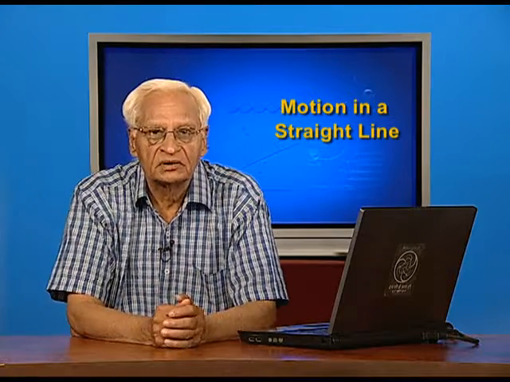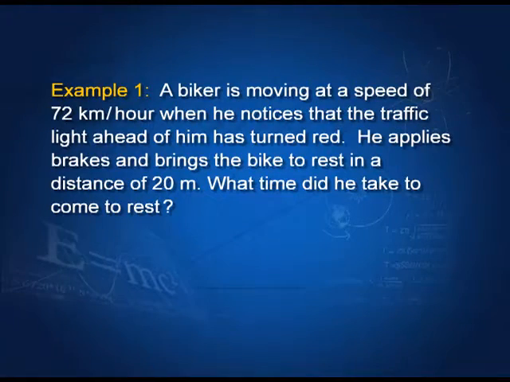Let us take this example. A biker is moving at a speed of 72 kilometers per hour, when he notices that the traffic light ahead of him has turned red. He applies brakes and brings the bike to rest in a distance of 20 meters.